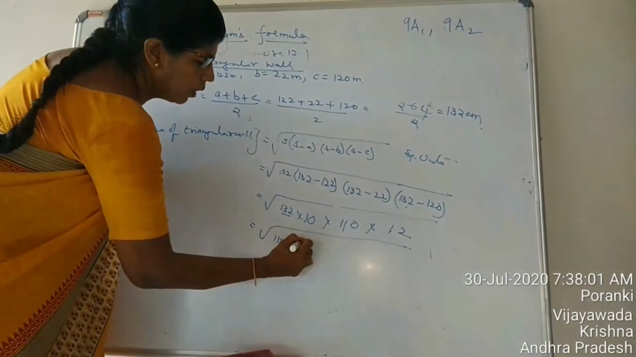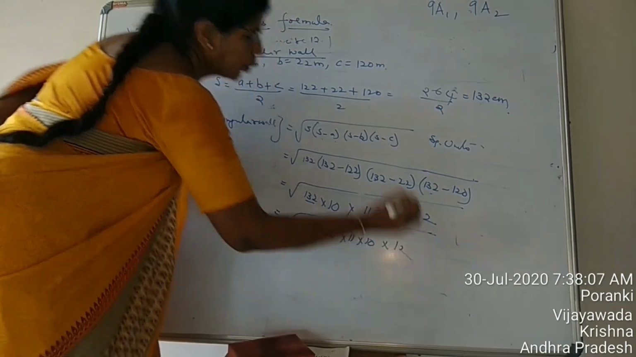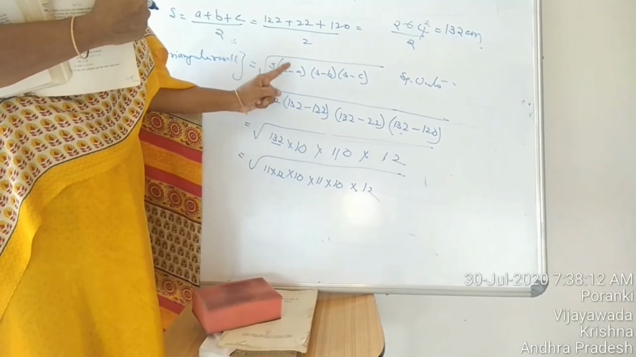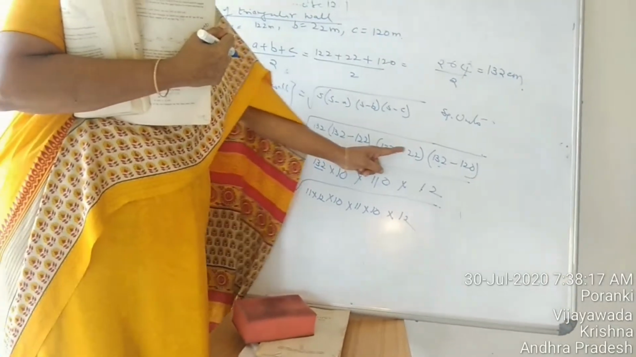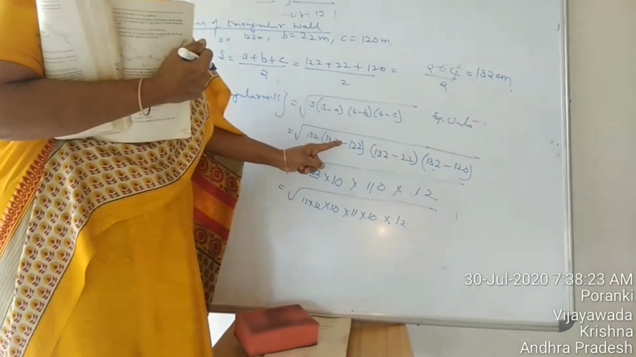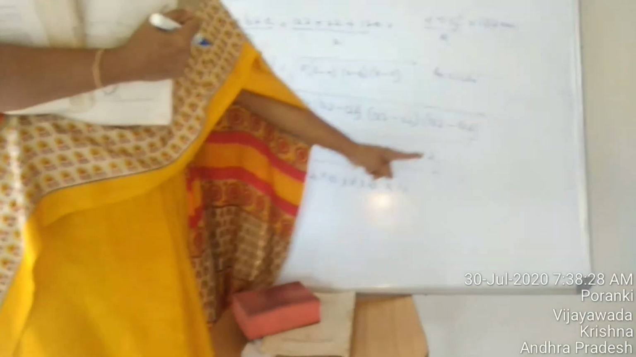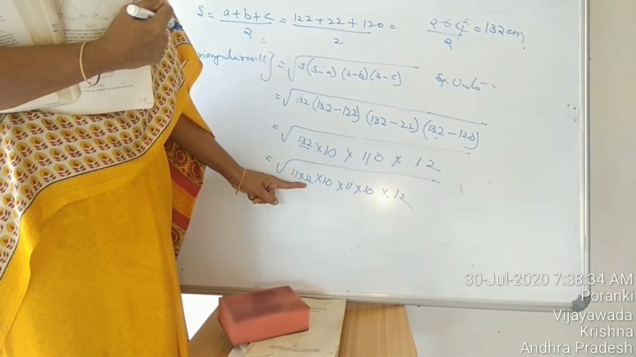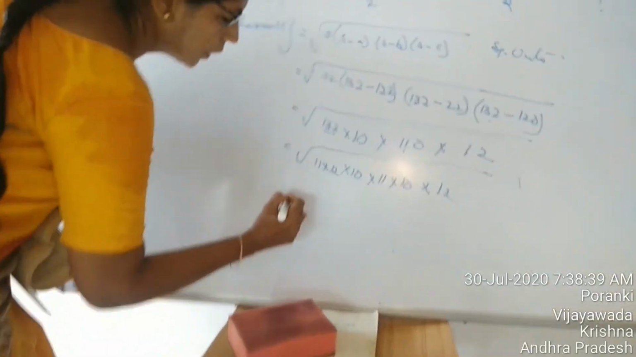132 can be written as 11 into 12 into 10. 110 can be written as 11 into 10 into 12. I think you have followed this step, children. s value 132. s minus a, 132 minus 122. s minus b, 132 minus 22. s minus c, 132 minus 120. 132 minus 122 is 10. Next one 110. Last one 12. I have written so that you can simplify easily. 11 into 12, 10, 110, 11 into 10 into 12.